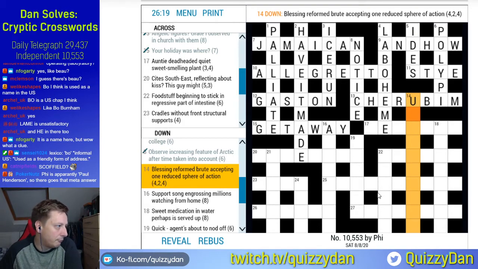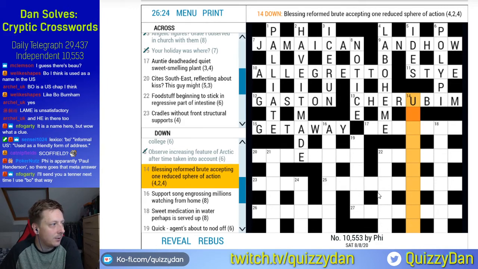Reformed brute. Anagram of brute there. Accepting 1, so we're going to put an I into it. Although 1 reduced, maybe we're just going to put O-N into it. Sphere of action. Gonna need more for that, I feel.